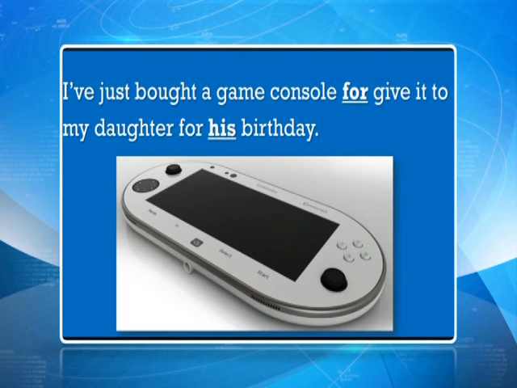I've just bought a game console for give it to my daughter. We can say for giving it, but here the word that is wrong is for. We need to make the change there. So the right way to correct this sentence is to say, I've just bought a game console to give it to my daughter for not his birthday, but for her birthday.